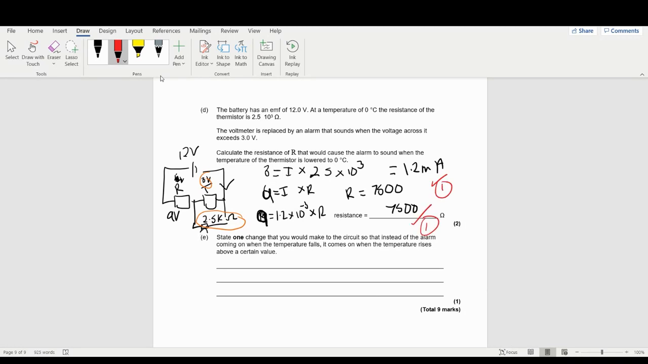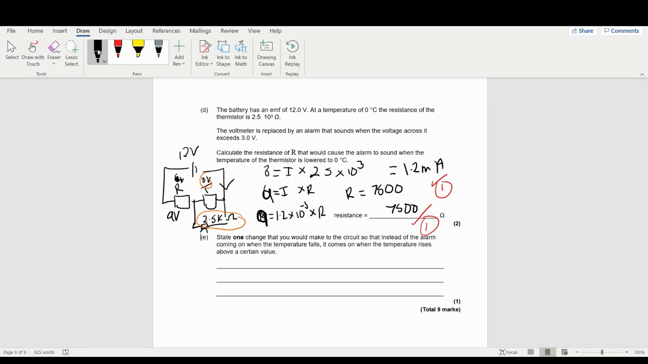State 1 change that you would make to the circuit so the alarm comes on when the temperature falls. So this is what's happening here: at a low temperature the thermistor is 2.5 times 10 to the 3. As it gets hotter, that resistance is going to go down, which means that this voltage is going to go down, which means the buzzer is going to turn off.